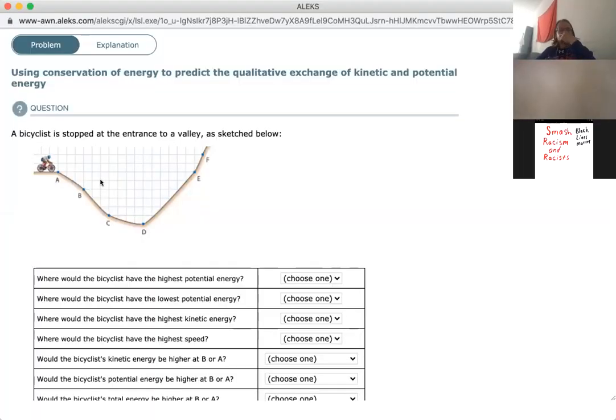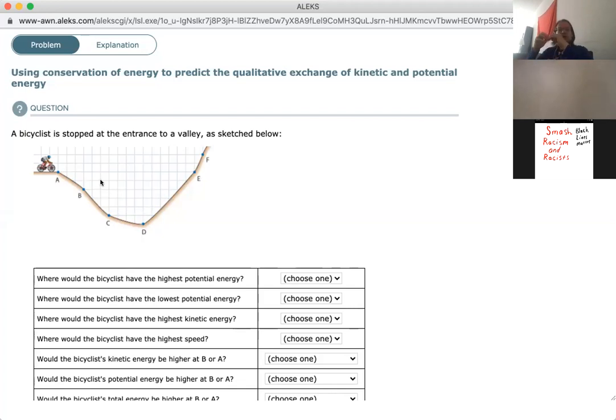Okay, so in this problem, they show you a bicyclist, and the idea is that if the bicycle is moving fast, it has a lot of kinetic energy. If it's moving slow, it has a little bit of kinetic energy. And if it's not moving at all, it doesn't have any kinetic energy. If it is higher up it has more potential energy. If it's lower down, it has less potential energy, okay?